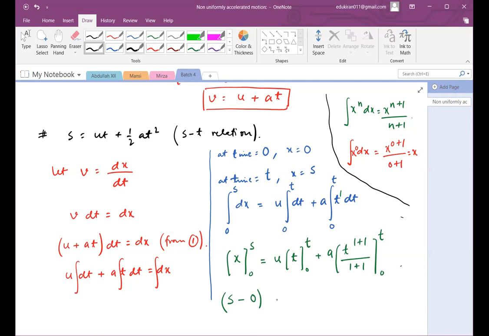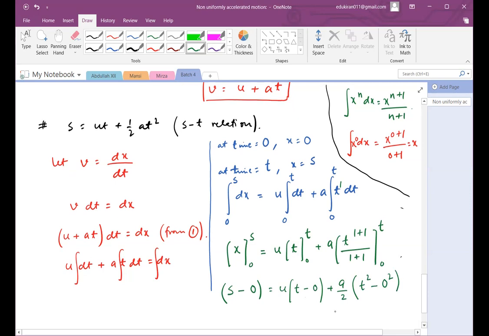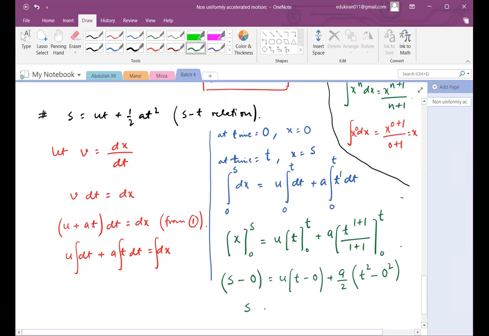Now in this part, u t, with upper limit t and lower limit 0, plus a, 1 plus 1 will become 2, t squared, so upper limit t raised to 2, lower limit t raised to 0, and negative in between. So on simplifying, you will get s is equals to ut plus half times at squared as your final expression.